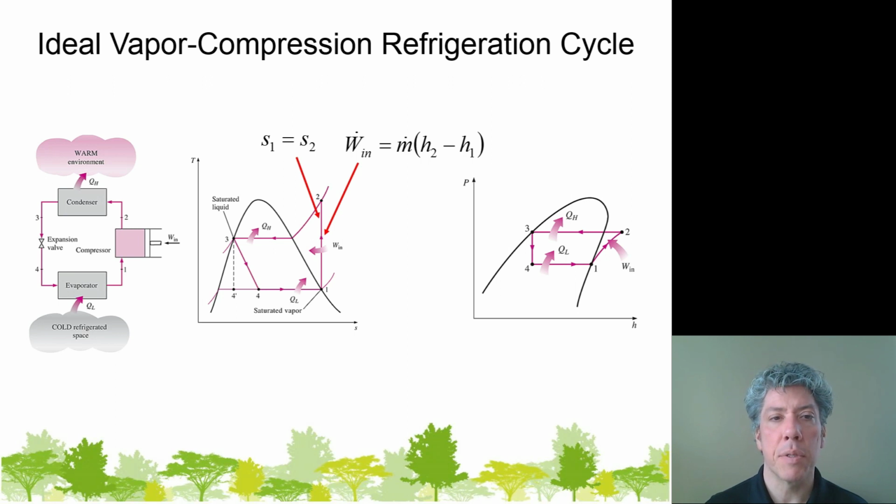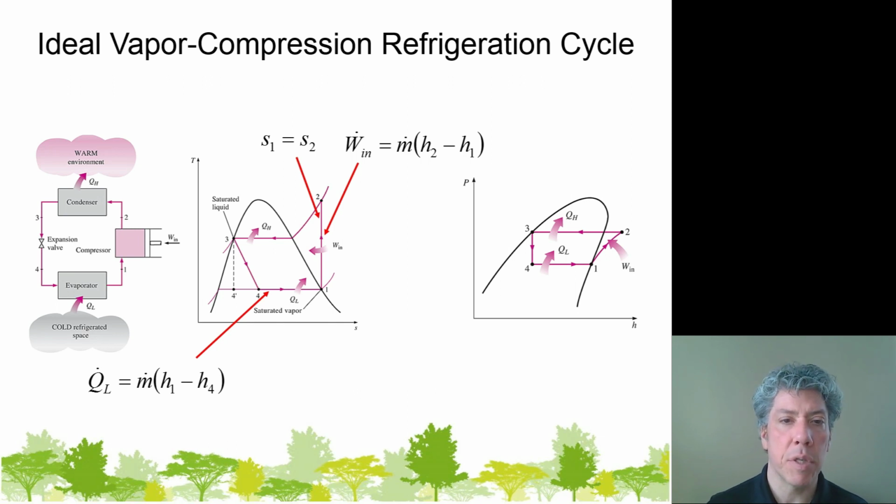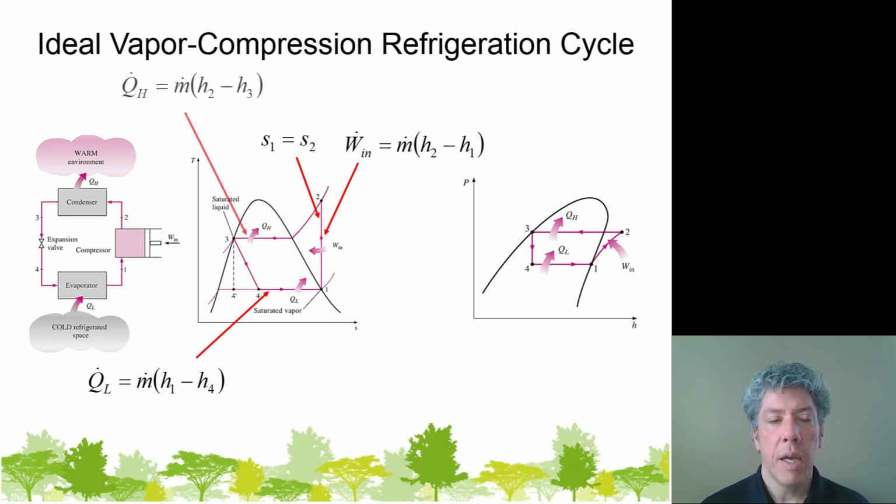But for our purposes, S1, S2, the entropy in those two states are the same. To quantify the heat gained, or the rate at which heat is pulled into the system in the evaporator, take the mass flow rate times the enthalpy change across the evaporator, so from state 4 to state 1. And then for heat rejection into the warm environment, we'll take the mass flow rate times the enthalpy change across the condenser, so from state 2 to state 3.